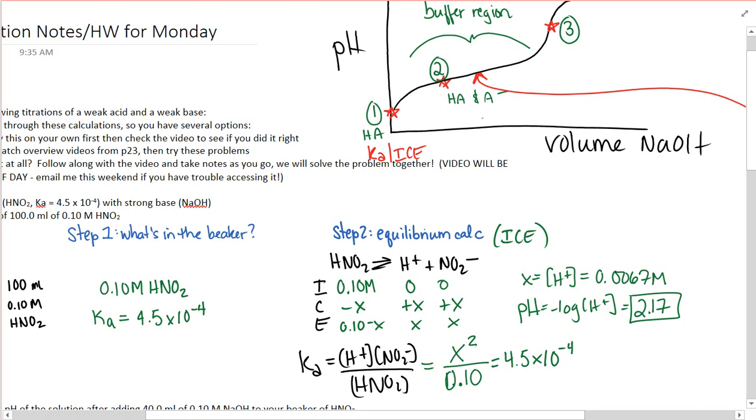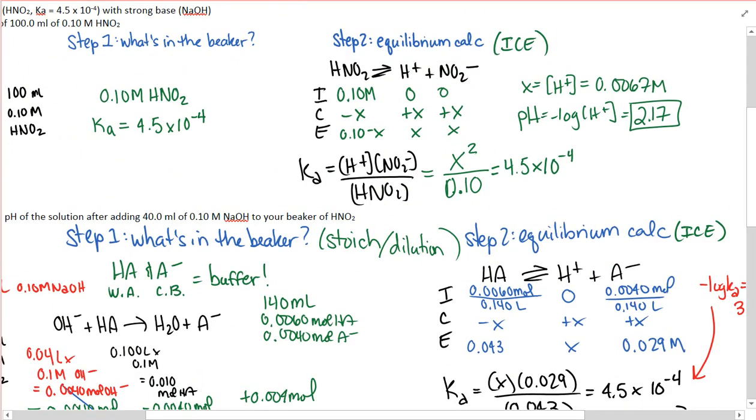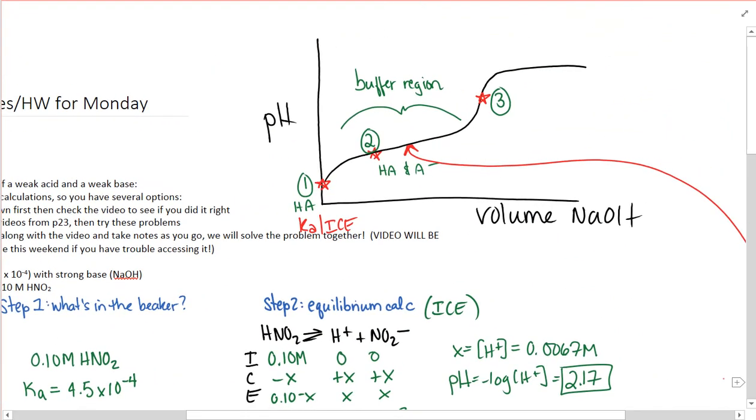The only difference, when you're in the buffer region and setting up your ICE chart, is that you're going to have two initial values in that first row. If it's pure weak acid or pure weak base, you're only going to have a reactant value. But for a buffer, you're going to have a reactant value and a product value. And then going over here to equivalence, you're going to have pure weak base, so it's going to be all A minus. So when you do the calculation here, you're going to use a Kb instead of the Ka, but you're still going to set up your ICE chart and do your normal calculation.